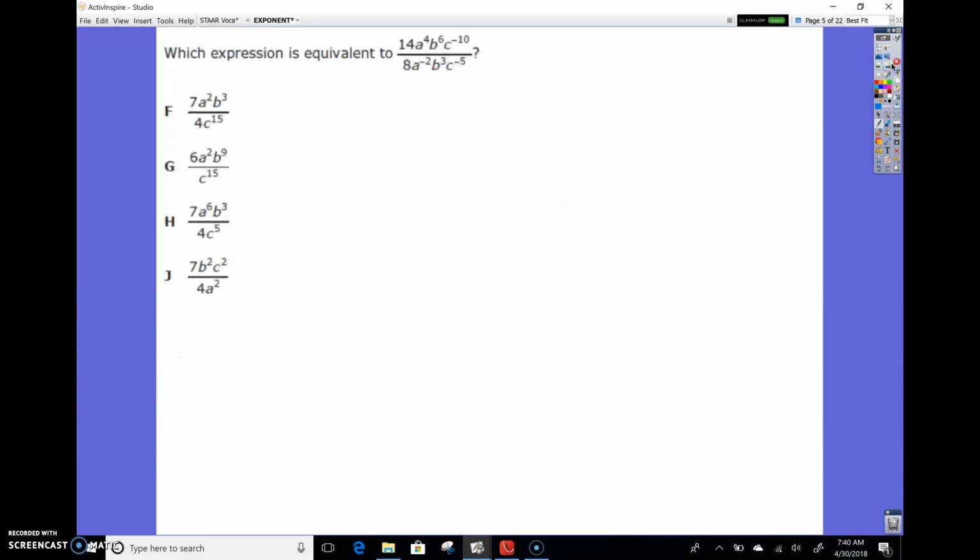I'm going to do one more and let you guys do it. Which expression is equivalent, meaning it's the same? The first thing you do is divide 14 divided by 8. You should get 7 over 4. Then a is 4 minus negative 2, b is 6 minus 3, and c is negative 10 minus negative 5.